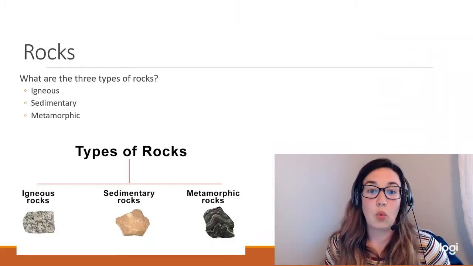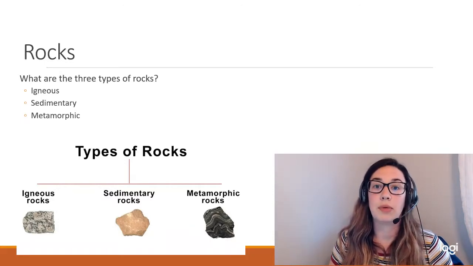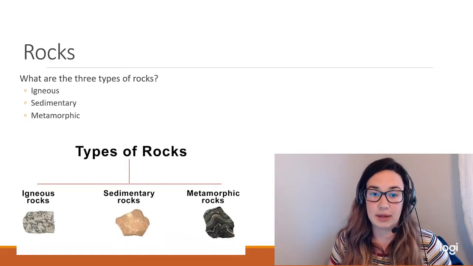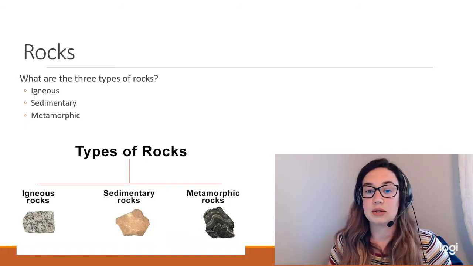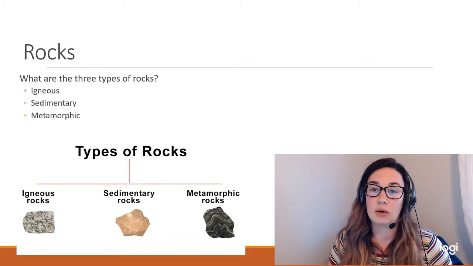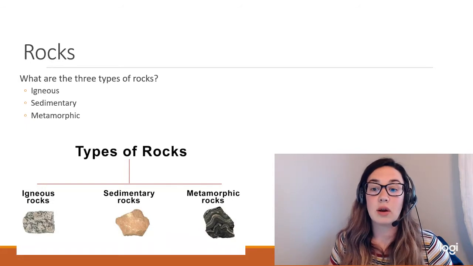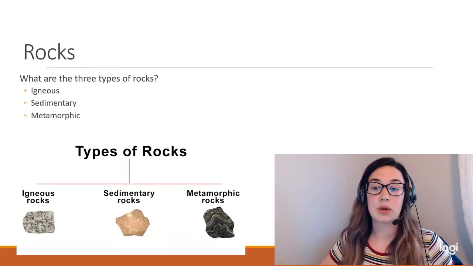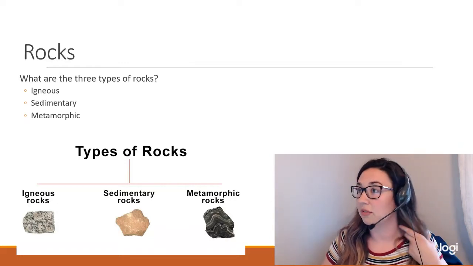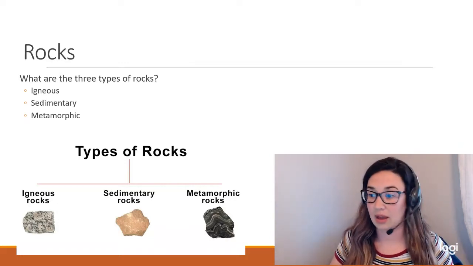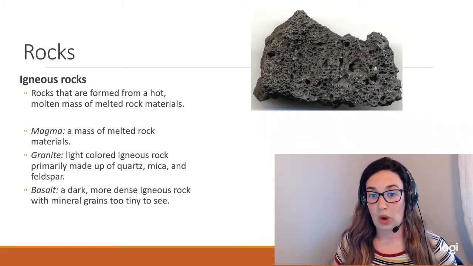So what different types of rocks are there? Well, we can classify our rocks into 3 different preliminary categories. The first category are our igneous rocks. The second category are our sedimentary rocks. And the third category here are our metamorphic rocks. And so we're going to go through each of them and talk about what makes up each different type of rock. And these are all found on Earth, obviously, but they're formed in different ways.